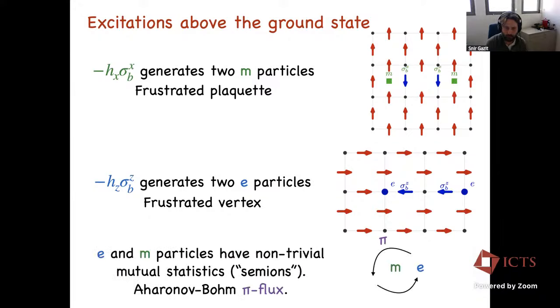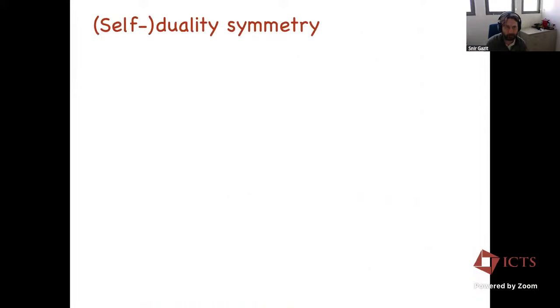An important property, which will play a crucial role later on, is the fact that those two particles are fractionalized particles. I think it's kind of evident from the fact that they are created in pairs, and they admit highly non-trivial mutual statistics. In particular, moving an e particle about an m particle and vice versa would induce an Aharonov-Bohm pi flux phase.